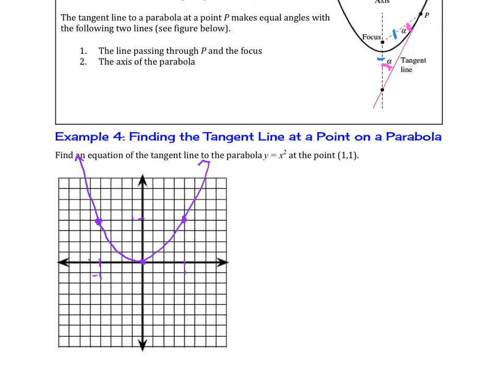Then we're saying that the tangent line touches at 1, 1 here. So doing the best that I can to draw this line. It's probably not good. So let me try it again.